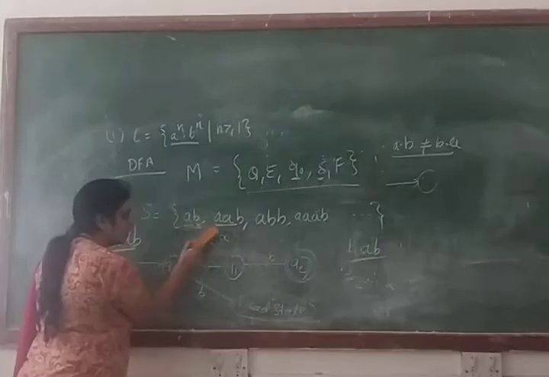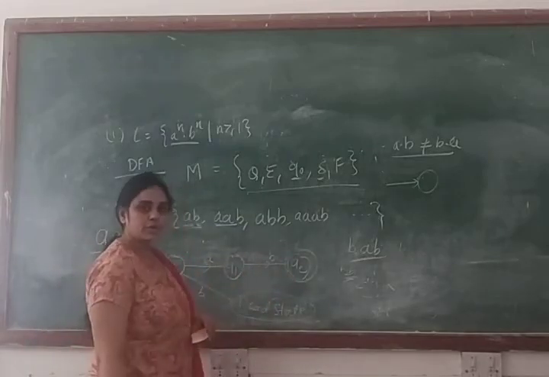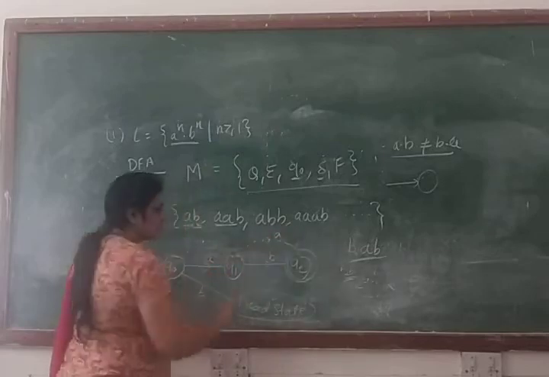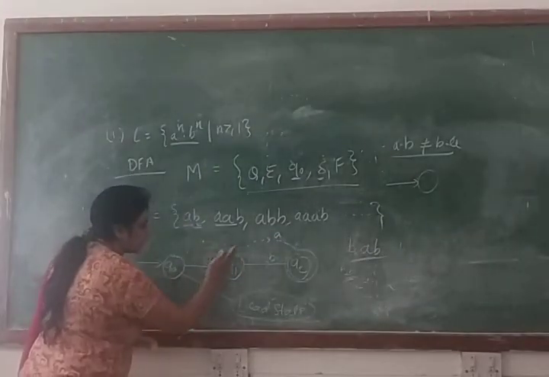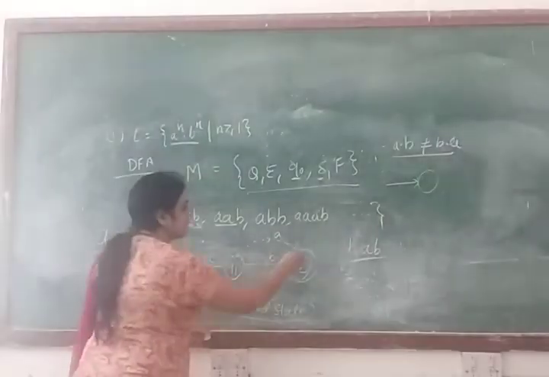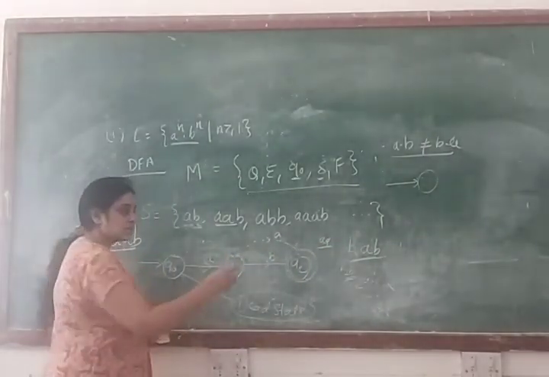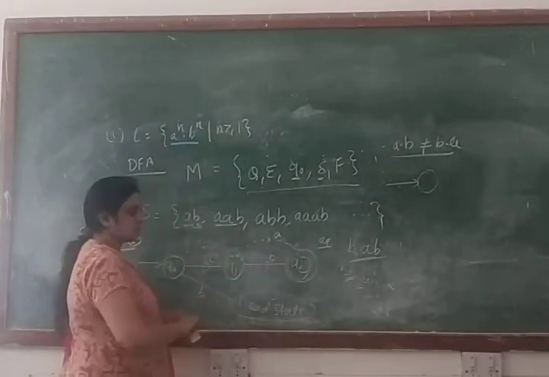Clear? Now we will check from the Q1 state to the Q2 state. If you make a transition from Q1 to Q2 for the input symbol A, your machine will accept A. But A is not part of your language. This string is not part of your language, so that's why we cannot make this transition.